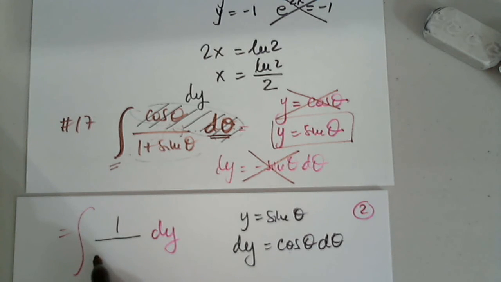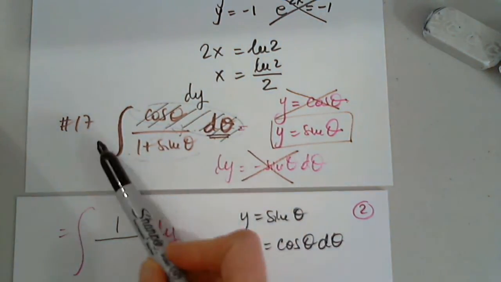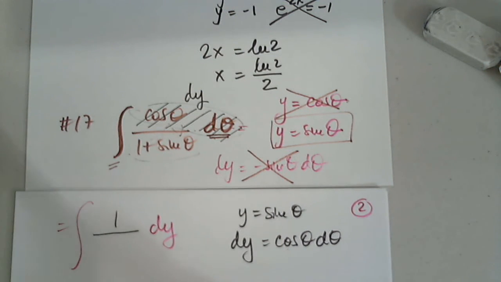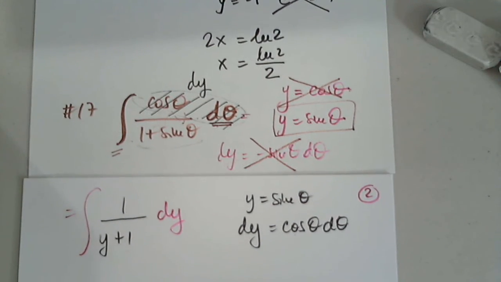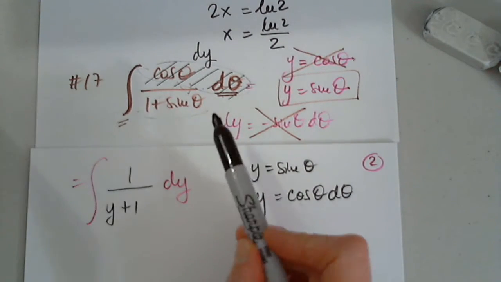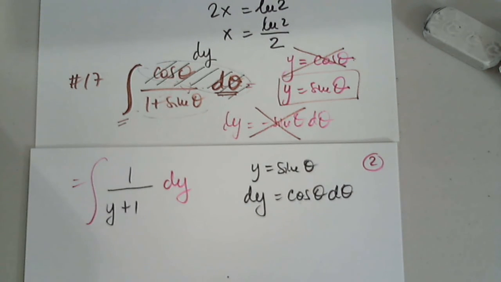Any help? Would it just be sine theta? So this integral is in theta. I am moving from theta to y. So y would just be in the denominator. Y plus 1. Very good. So sine theta is y, so this is y plus 1. Any questions?